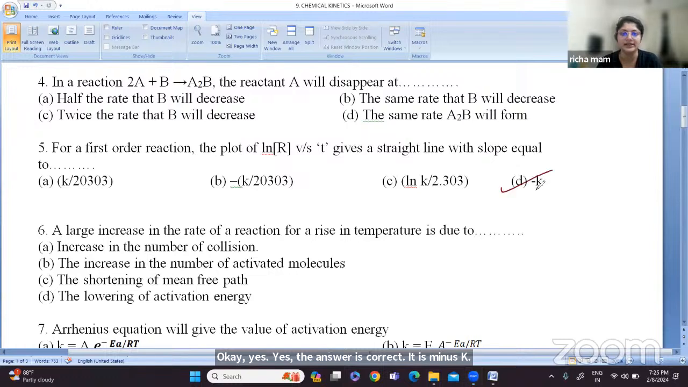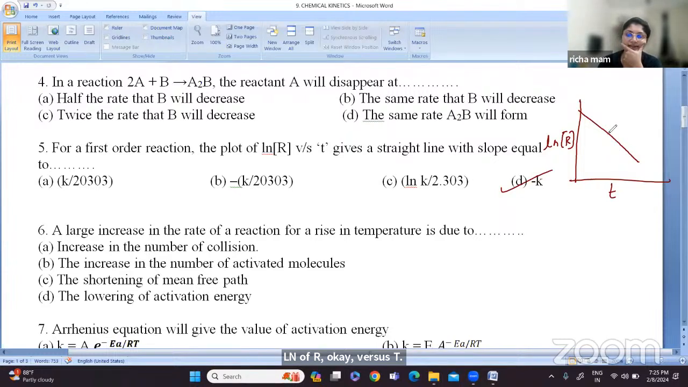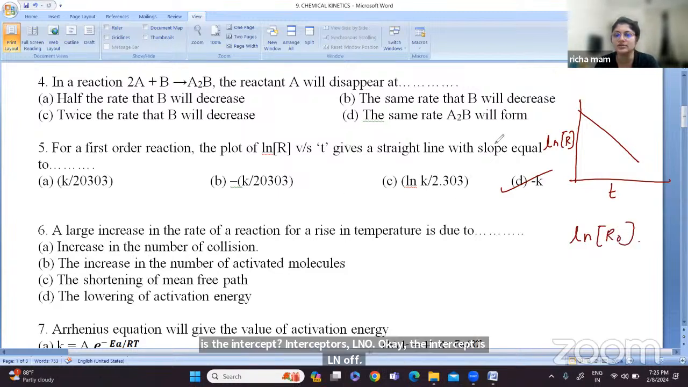So option number D. How is the plot? The plot is like this: ln R versus t. This is a first order kinetic graph, and the slope is minus k. And what is the intercept? The intercept is ln R naught.